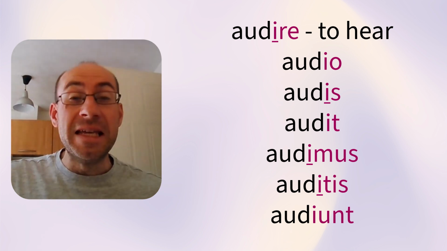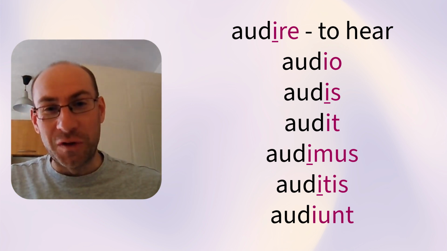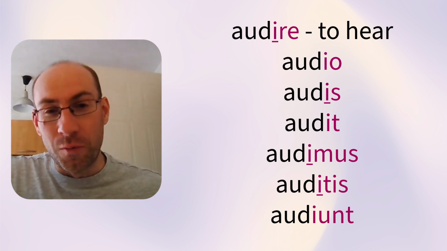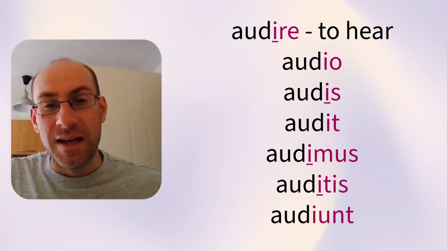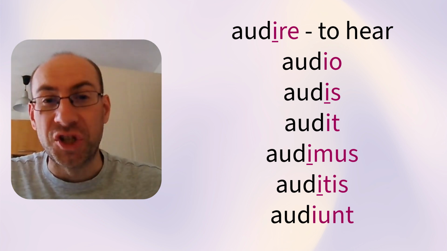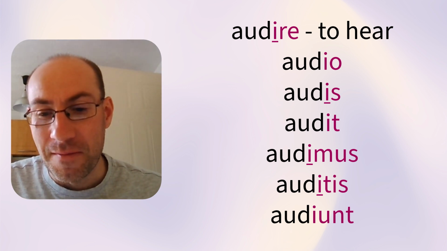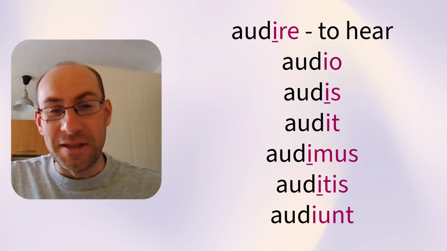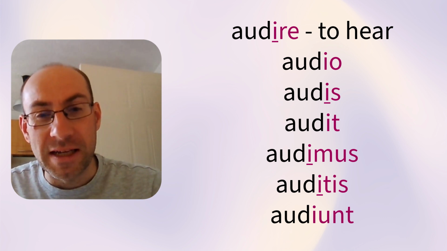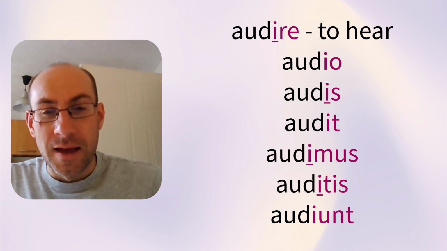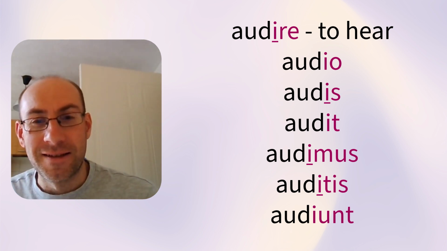And because this is an ire fourth conjugation verb, we have pretty much all the way through this i sound as the main vowel, the chief vowel that identifies, I should say, these verbs. Audio, audis, audit, audimus, auditis, audiunt. So let's make a few sentences, guys, with this.